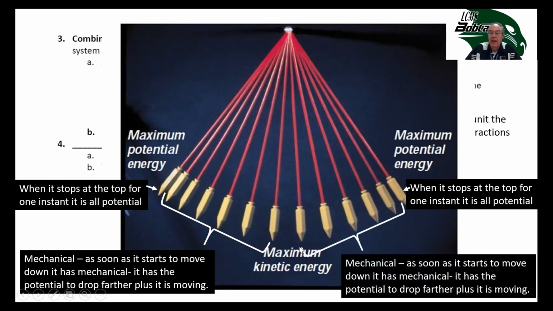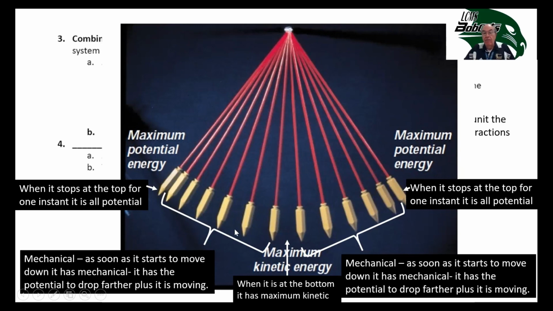And the same thing on the other side as it begins to travel back up, or if it was coming down from the top, as it starts to move down, it has mechanical energy. Right there at the bottom, it would have its maximum kinetic energy. So it would be all potential at this one point where it stops at the very top. And then as it's moving down, it still has the potential to drop farther, but it's also moving. So this whole time in between, we would say that's the mechanical energy. At the bottom, it would have no more potential to drop further. So in this example, this would be kinetic energy at the bottom.